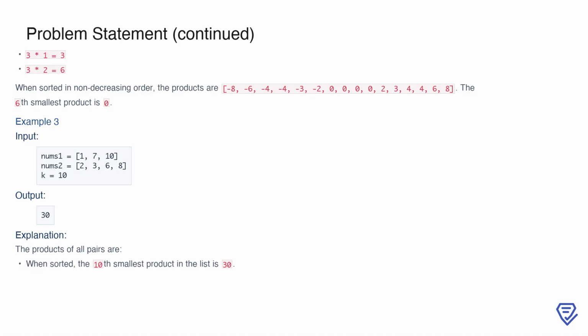This example highlights the importance of correctly sorting the products and efficiently identifying the kth element, especially when the arrays include negative numbers and 0.